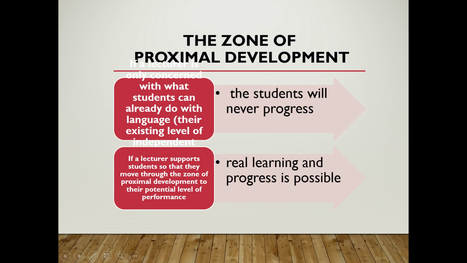Okay, guys. The zone of proximal development: if the lecturer is only concerned with what students can already do with language, their existing level of independence, the students will never make progress. So you have to make your progress. If the lecturer supports students so that they move to the zone of proximal development, to their potential level of performance, real learning and progress is possible. So the most important thing is that you will actively and creatively develop your understanding of language, learning English especially.